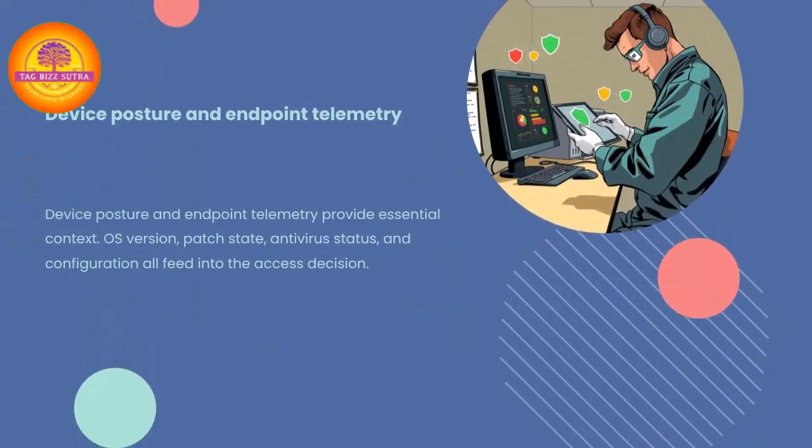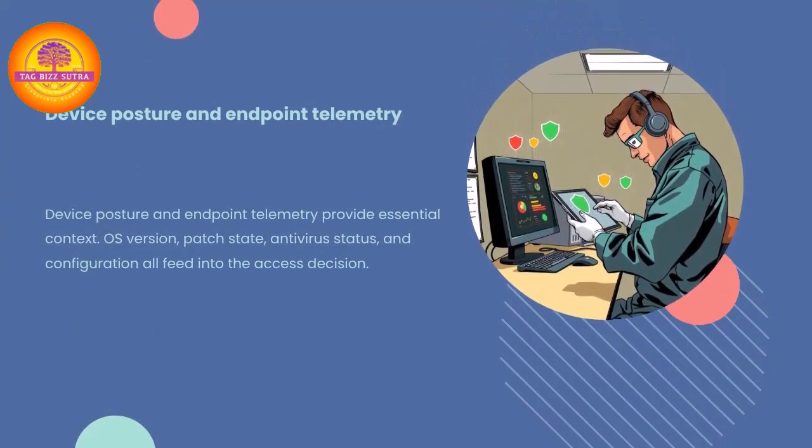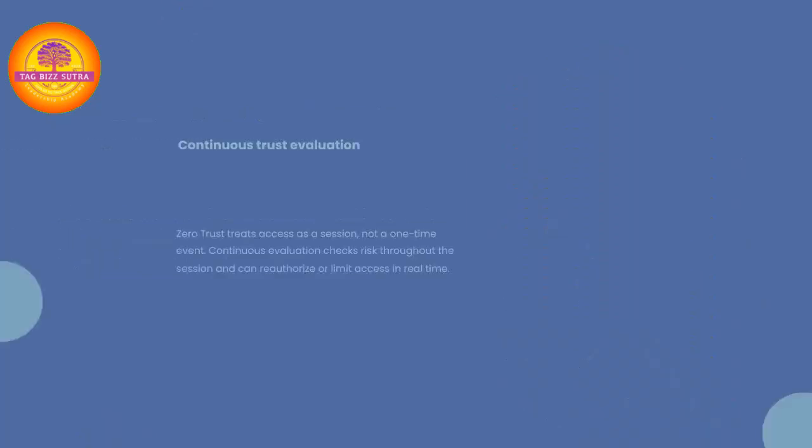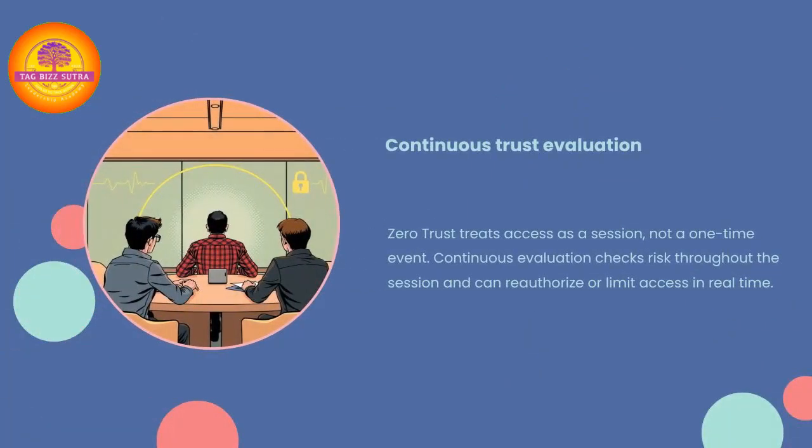Device posture and endpoint telemetry provide essential context. OS version, patch state, antivirus status, and configuration all feed into the access decision. Zero Trust treats access as a session, not a one-time event. Continuous evaluation checks risk throughout the session and can reauthorize or limit access in real time.